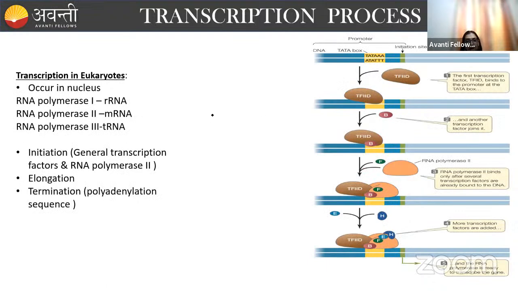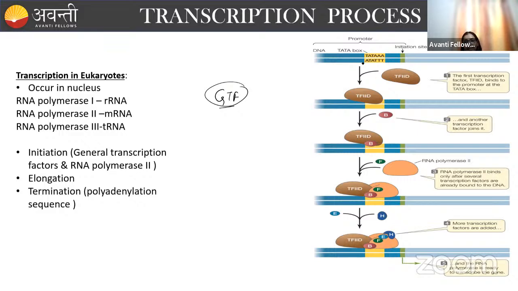In case of prokaryote, you have observed that the RNA polymerase directly binds to the promoter, right? And the sigma factor is helping the RNA polymerase to bind to the promoter. But in case of eukaryotes, the general transcription factors are present, because the RNA polymerase cannot bind to the promoter directly. They bind indirectly with the help of the general transcription factors.